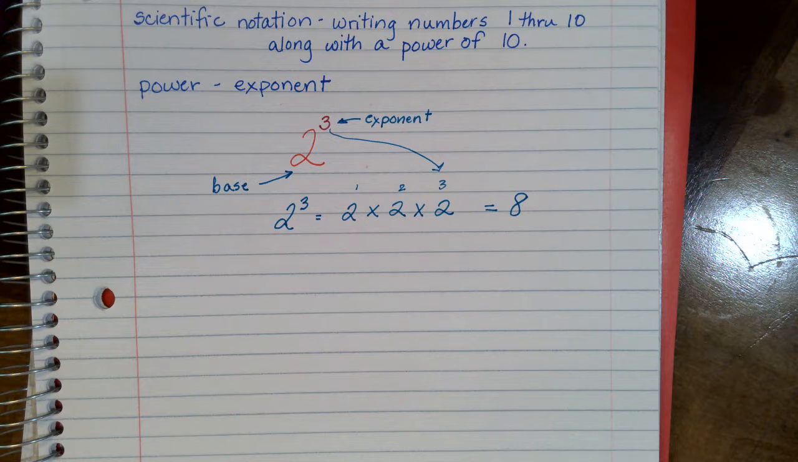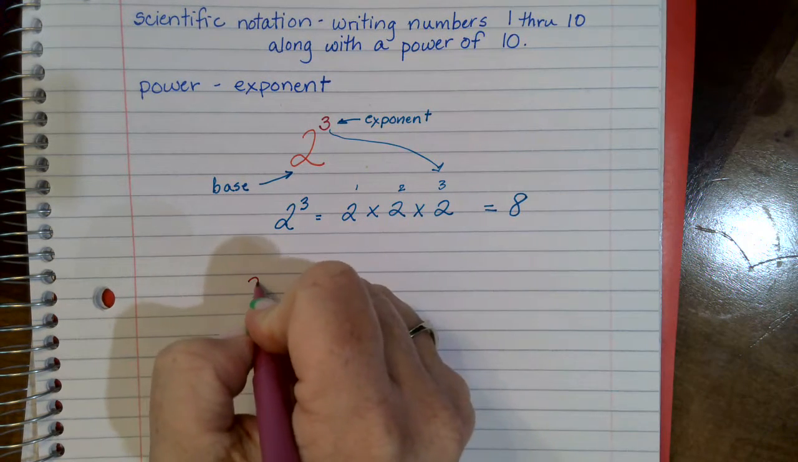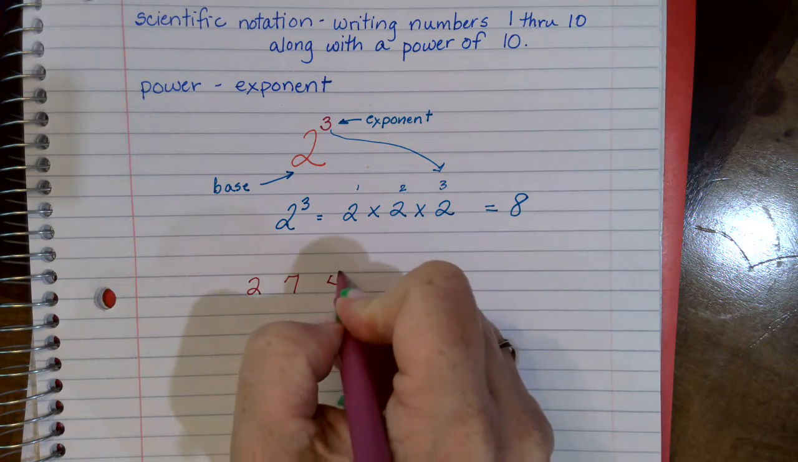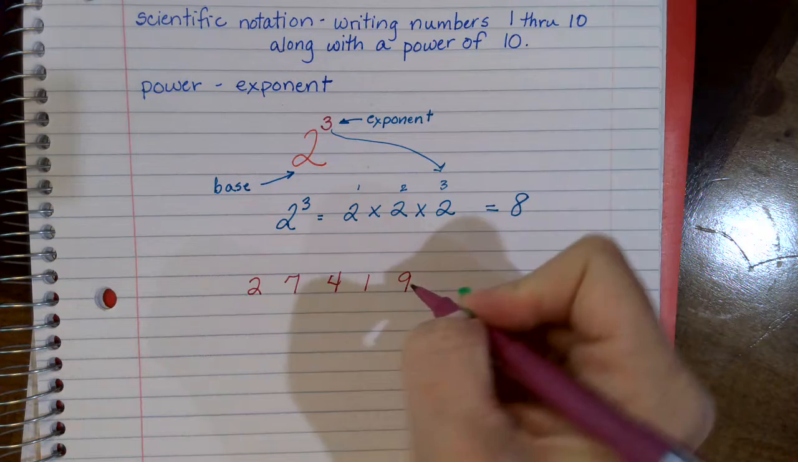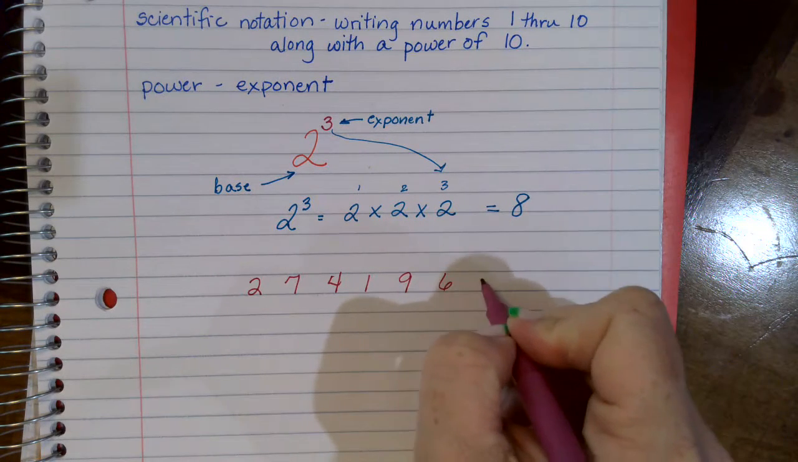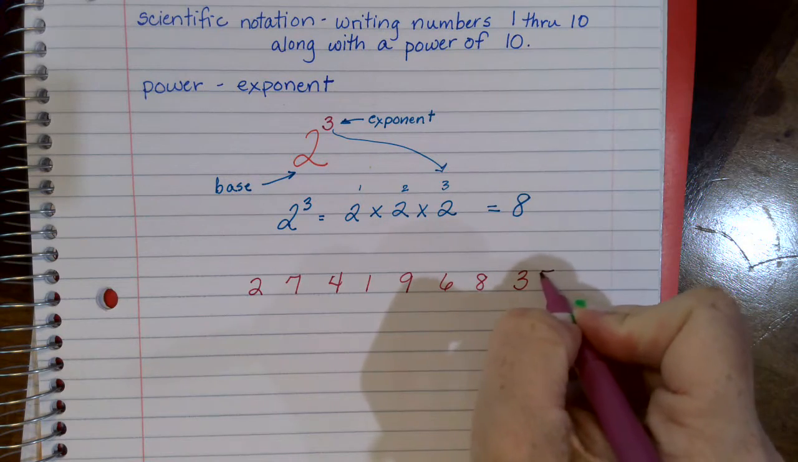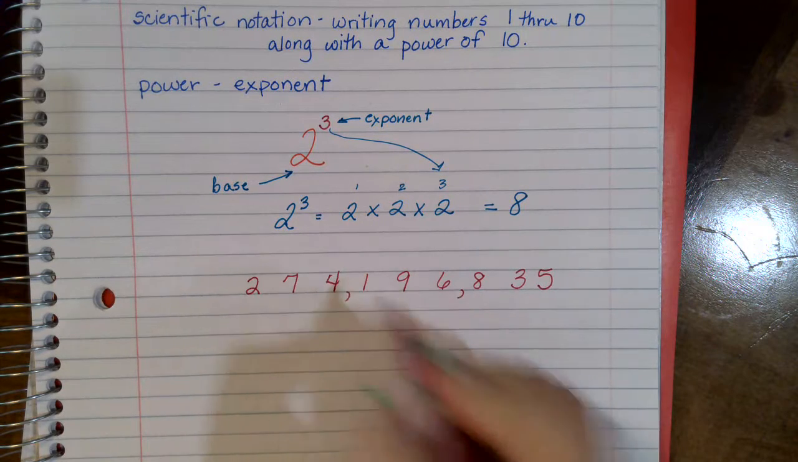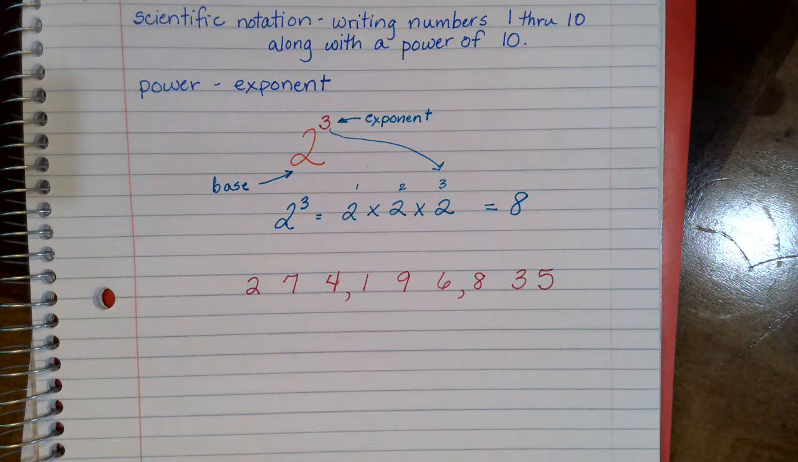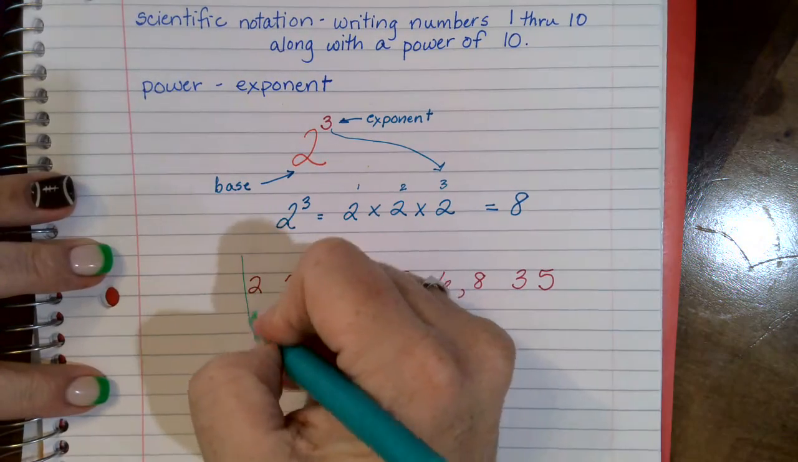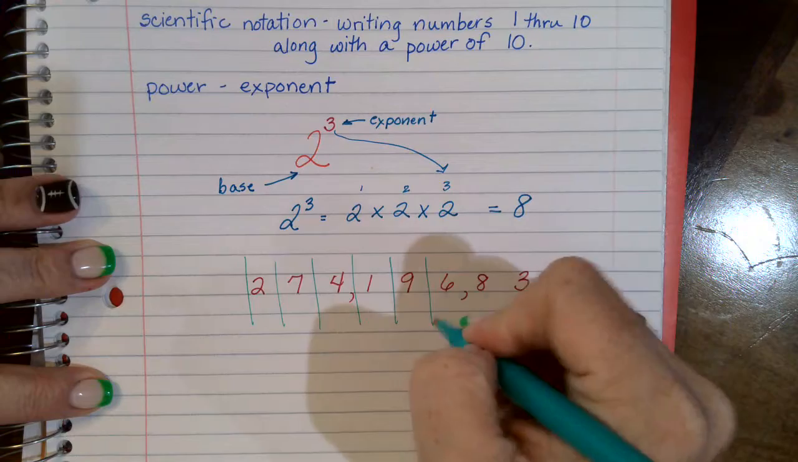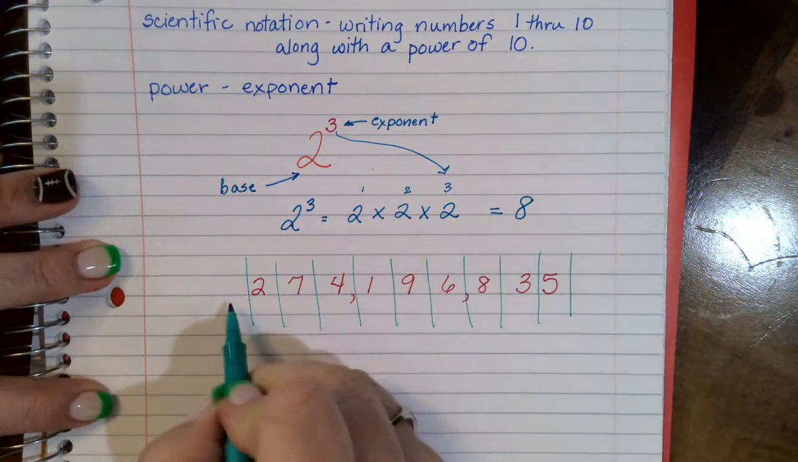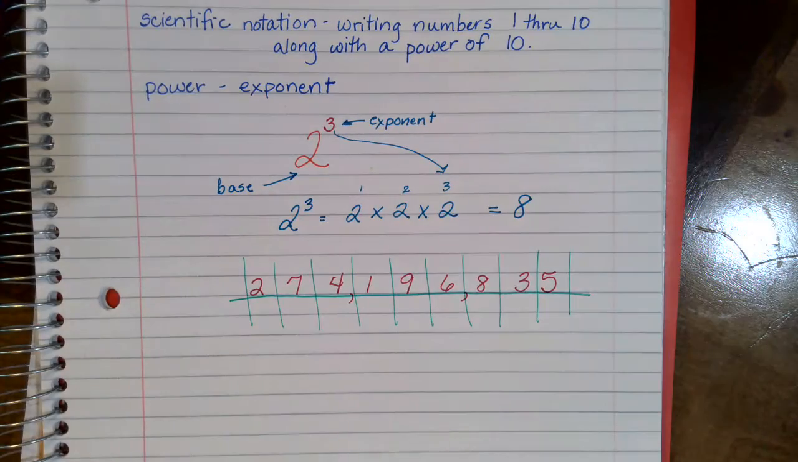Scientific notation helps you make a really big number a little bit easier to work with. So your curriculum gives you the number 2, 7, 4, 1, 9, 6, 8, 3, 5. 1, 2, 3, comma, 1, 2, 3, comma. There's our families, right? And then they give you a place value chart. Now keep in mind at this point, it doesn't show decimals. We're just looking at whole numbers, but we will get into decimals in just a few minutes.